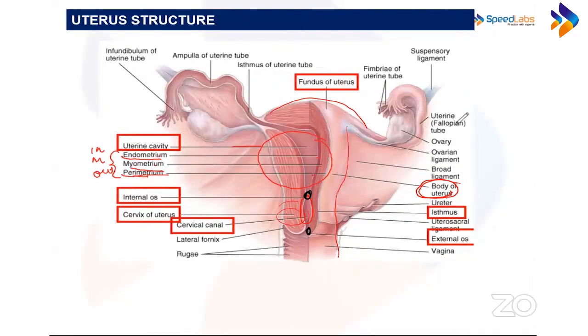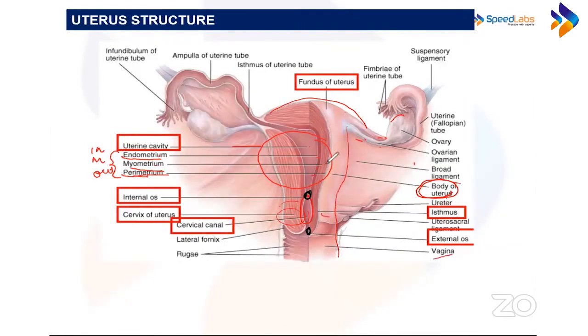This is the uterine tube, then these are the ovaries. Then you have this ovarian ligament, the ligament by which the ovaries are attached to the wall of the uterus. So this is one ligament, and there is this broad ligament. And then, yes, you also have the vagina.